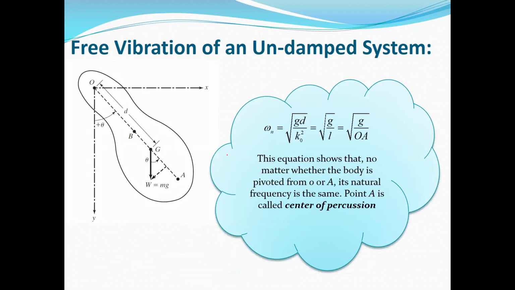So we can conclude that no matter whether the body is pivoted from point O or point A, its natural frequency will remain the same. As you can see here, this natural frequency is equal to the square root of G D divided by K naught squared, which is equal to G divided by L, the equivalent L, or G divided by OA. So this point A is the center of percussion. The application of this section is, of course, we don't have the equipment in our lab, but sometimes you can find this point A using experiments without any calculations.